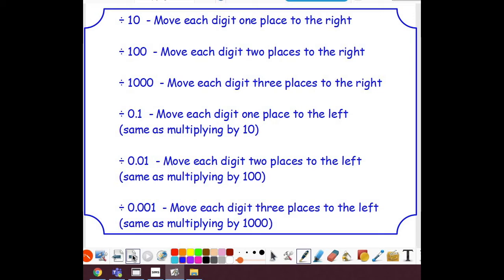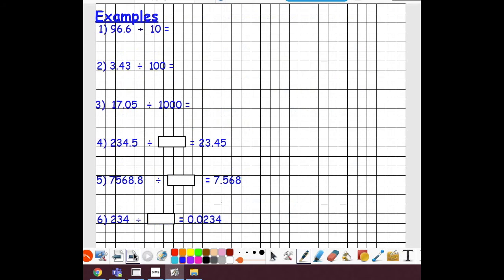If we look at these facts here, dividing by 0.1 is the same as multiplying by 10. So our digits would move 1 place to the left. Dividing by 0.01, same as multiplying by 100, each digit moves 2 places to the left. And dividing by 0.001 means it's the same as multiplying by 1,000. So we're moving each digit 3 places to the left. So continuing with some more examples then, but this time for division.